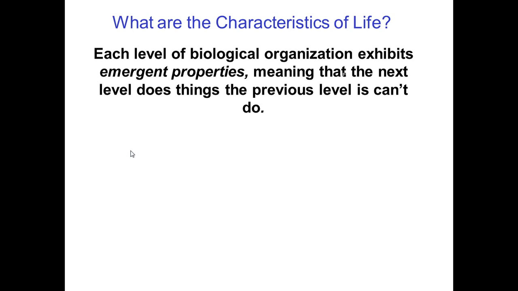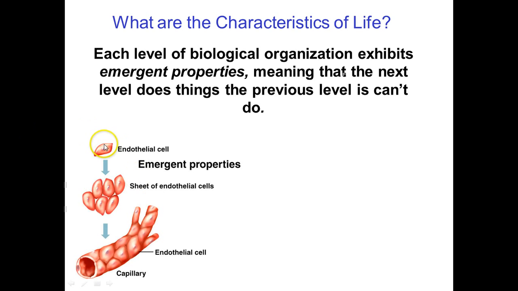Every level of organization has emergent properties, meaning that that level can do things that the previous level could not do. For example, if you look here, if you start with one endothelial cell inside the body, if you combine those cells together, you have a sheet of endothelial cells. And then if those sheets wrap around and become a tube, you end up with a capillary. Your capillary carries blood and allows oxygen molecules to get to all the parts of the body. But one endothelial cell could not carry blood all on its own. It has to be combined with other cells.